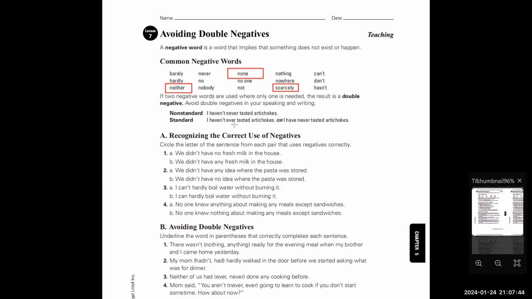But they eat it weirdly. They don't eat everything. Not all parts are edible. Edible? Do you know the word edible? Because I said not all parts of the artichokes are edible. It's here, edible.